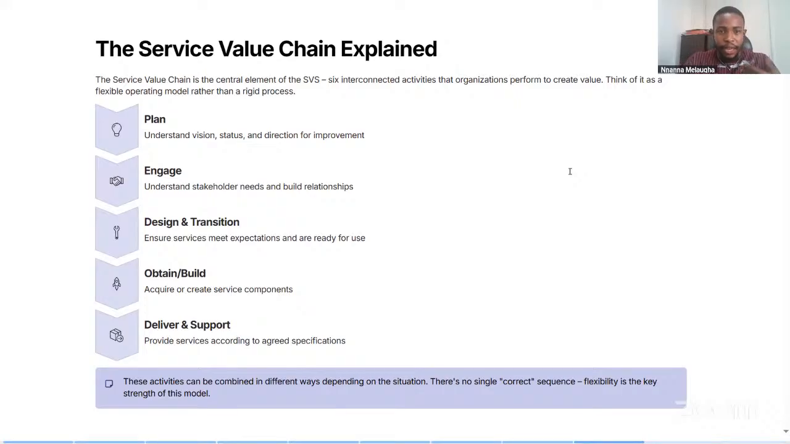But then, like I said, this is a flexible process. It's not a rigid process. You can go back, re-engage with the stakeholder, right? Or you go back and you plan or redesign. So you can see it's not a rigid process, it is something flexible, like the service value chain. So these activities can be combined in different ways depending on the situation. There's no single correct sequence. Flexibility is the key, and that is the strength of this model.